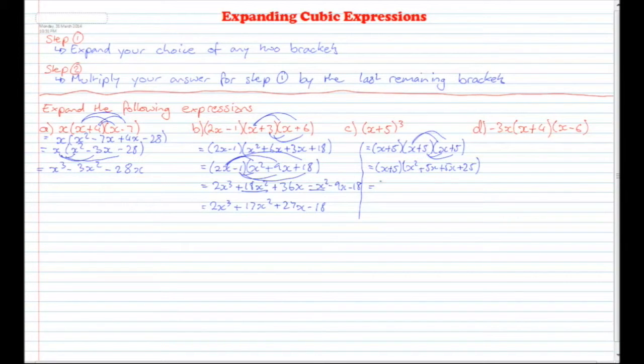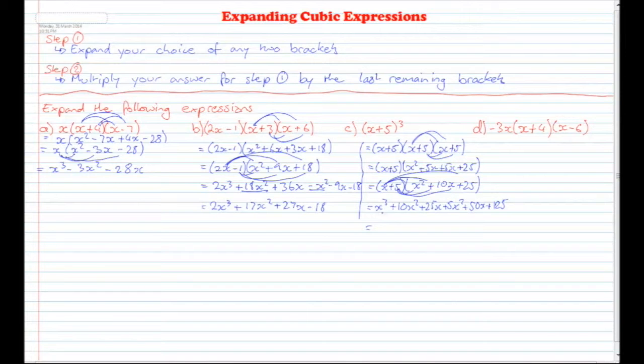Going to go through and collect like terms now, so you're going to get x plus 5 multiplied by x squared plus 10x plus 25, and that's going to get me x times x is x cubed, x times 10x is 10x squared, x times 25 is 25x. Now 5 times x squared is 5x squared, 5 times 10x is 50x, and 5 times 25 is equal to 125.